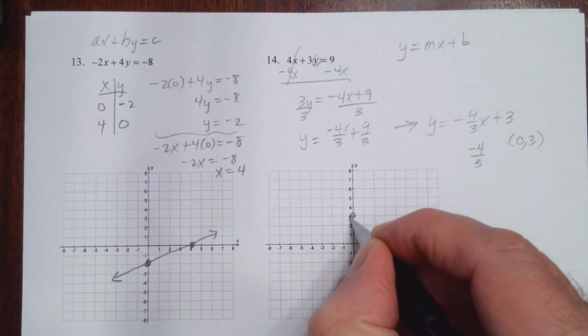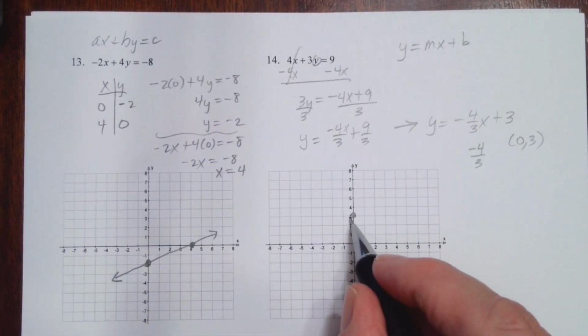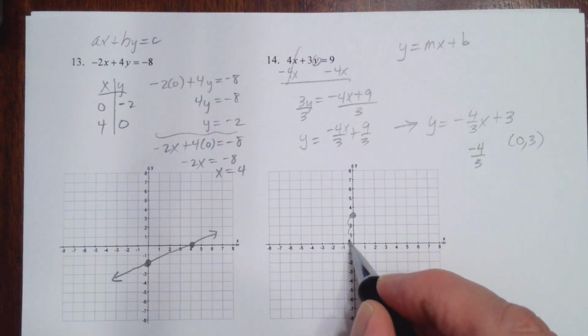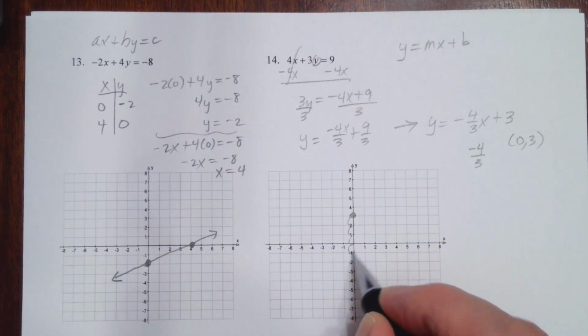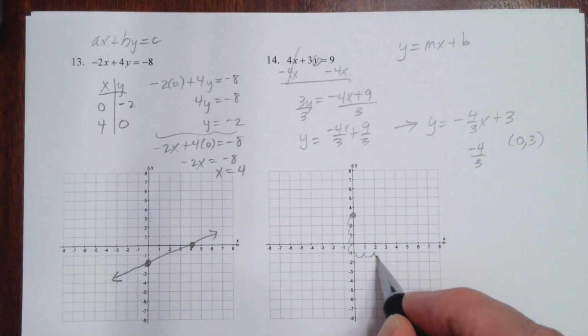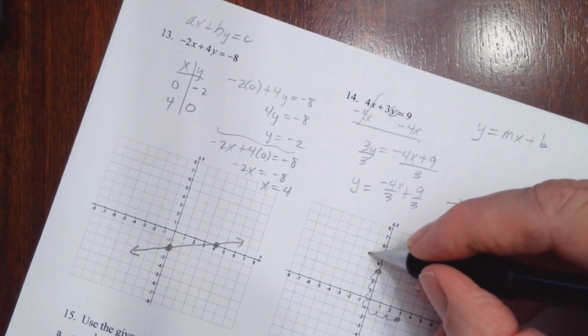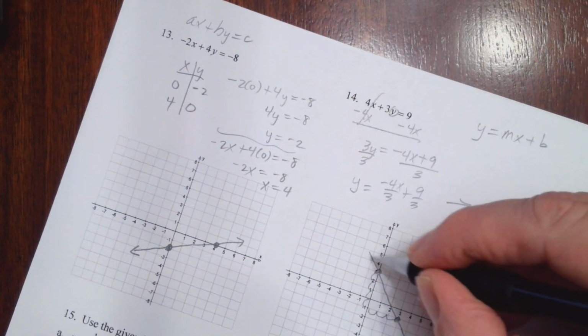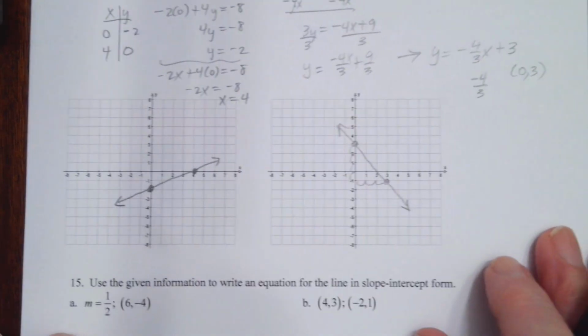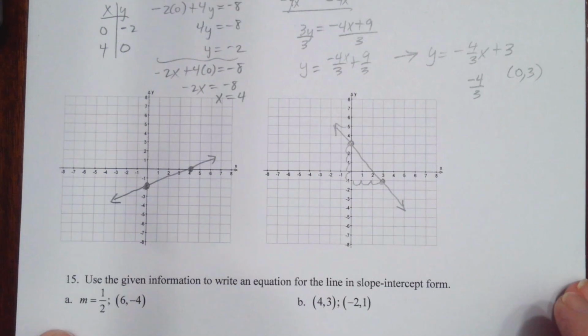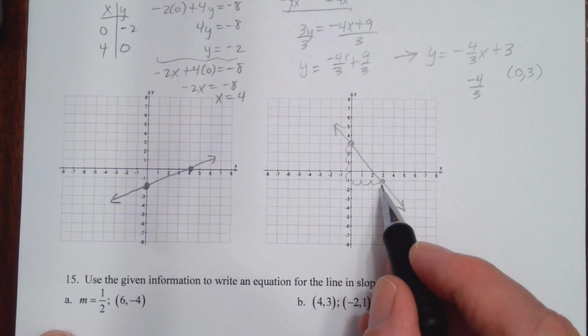So we'll start at our y-intercept, and we'll go down 4. 1, 2, 3, 4. And write 1, 2, 3. And then let's go ahead and connect our line, or make our line, draw our line. So there's your graph. Notice it goes through the point 3, negative 1.